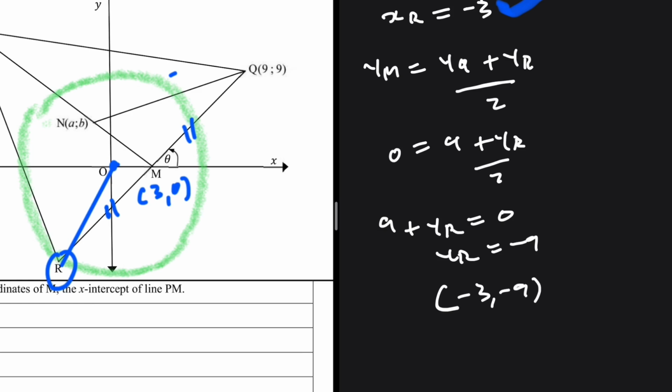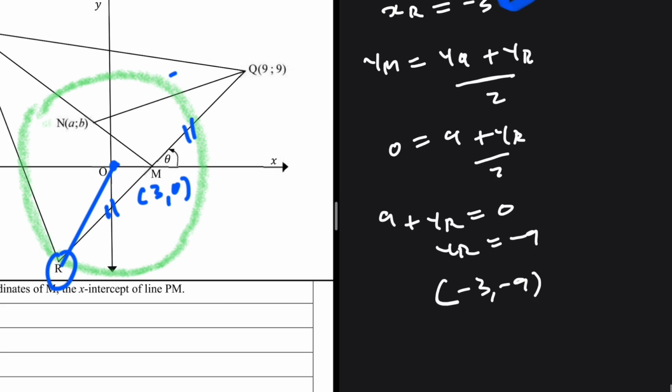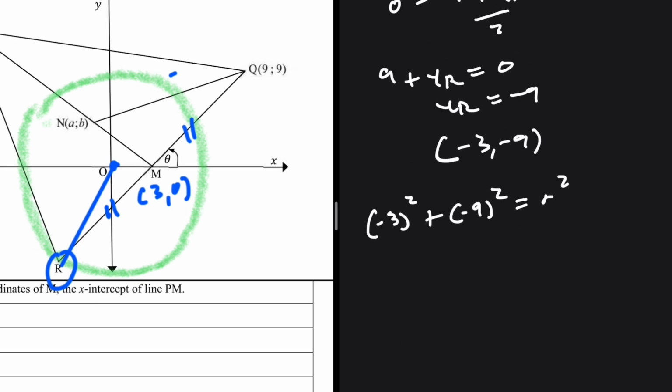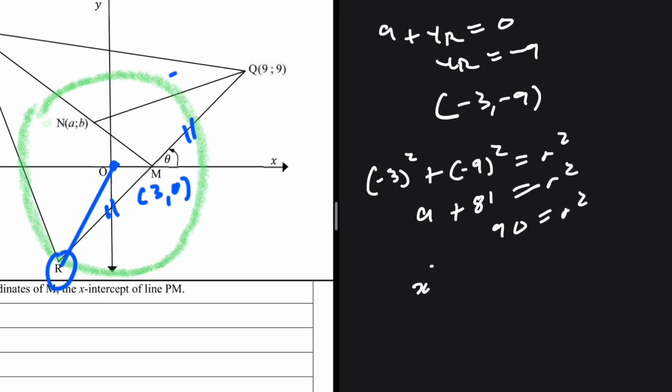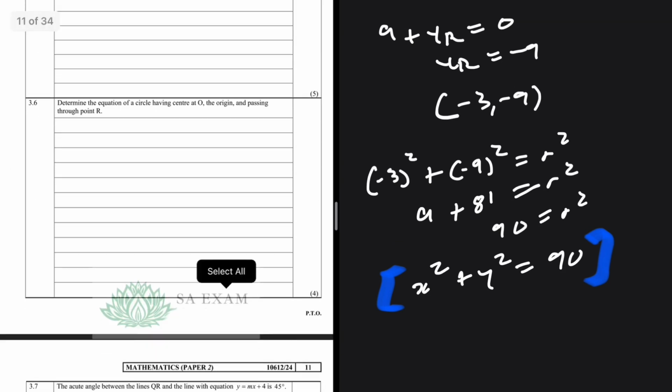We can substitute them into x squared plus y squared. So we're going to get minus 3 squared plus minus 9 squared being equal to r squared. How much does that give us? So 3 squared is just 9, plus 81 being equal to r squared. 90 is equal to r squared. So the equation of our circle, x squared plus y squared is equal to 90, that is r squared. So there we go, that is 3.6.